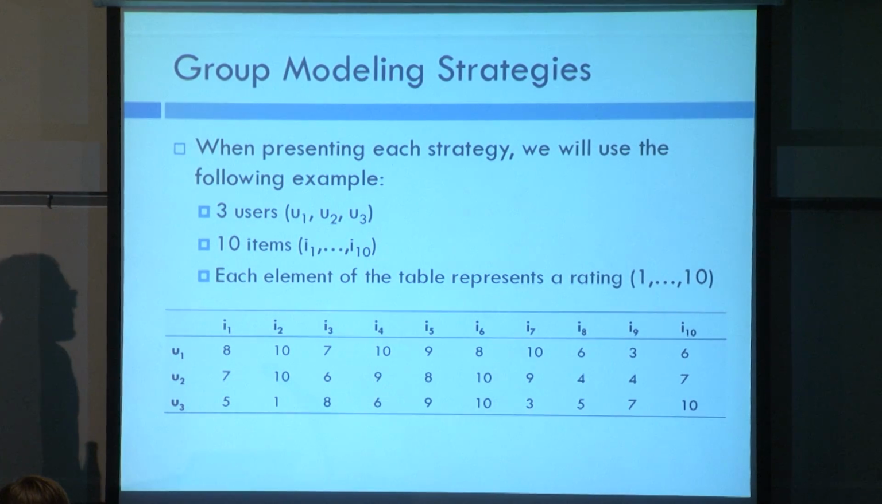In order to present the group modeling strategies, we will use an example in which we consider 3 users and 10 items, and each element of the table represents a rating from 1 to 10. So here you can see that user U1 gave a rating of 8 to item I1.